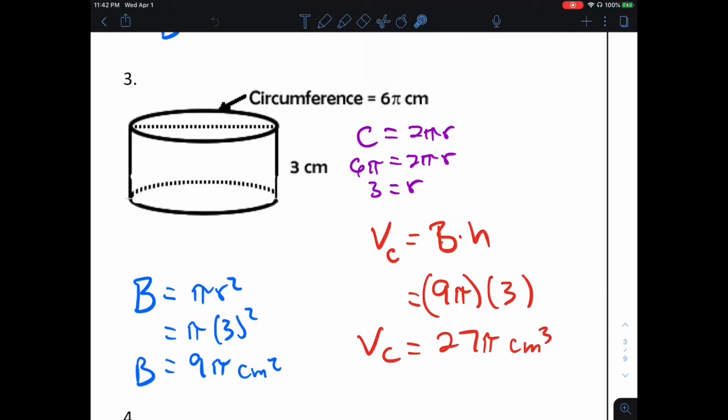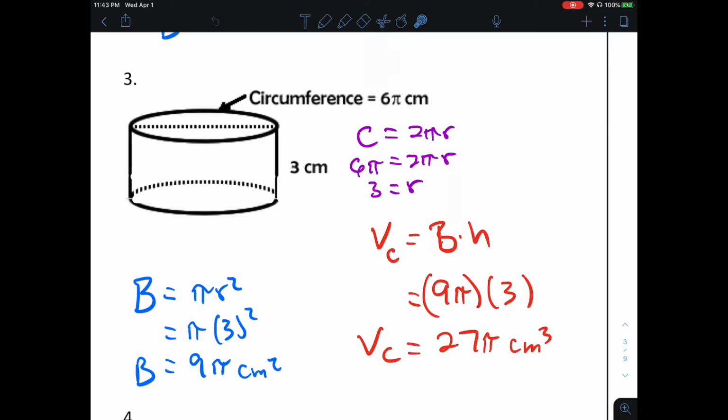This one's interesting because they don't tell you the diameter or the radius, but they tell you the circumference. The formula for circumference is 2 pi r, or pi times diameter. I'm going to use r because we're going to use that for our formula. Do we know the circumference? We sure do, at 6 pi. We don't know the radius. If we divide both sides by 2 pi, we get 3 equals r.